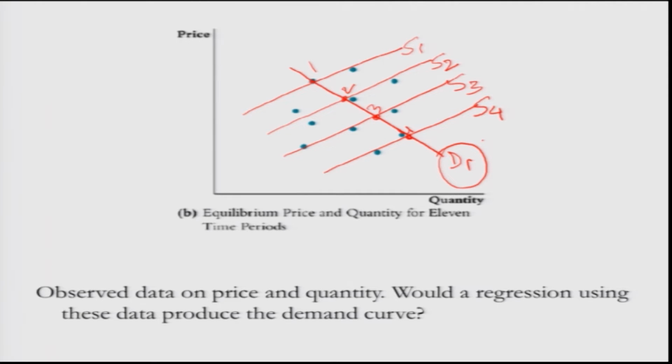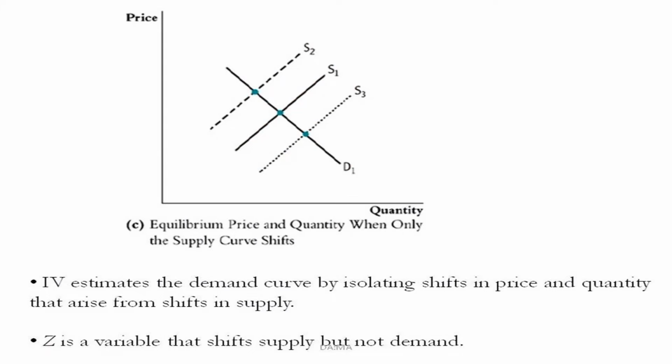So, this is what we just saw: equilibrium price and quantity when only the supply curve shifts and the demand curve does not shift. So, IV estimates the demand curve by isolating shifts in price and quantity that arise from shifts in supply. Okay. So, we can think of any supply side factor that would affect supply.